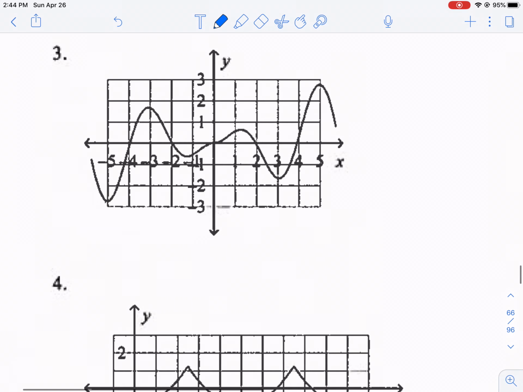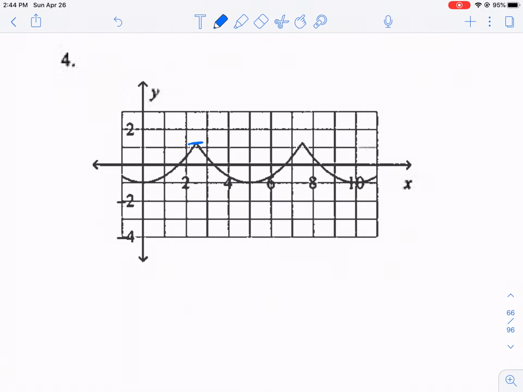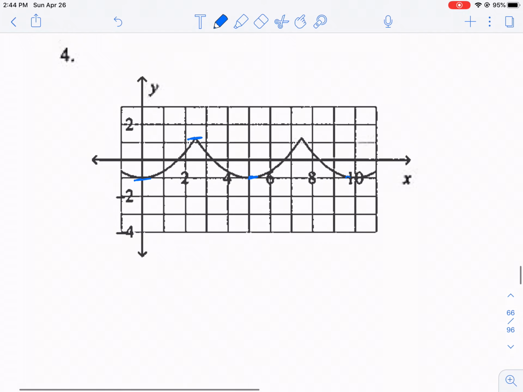Graph number 3. Here we have a high point, here we have a high point. Those do not match up. Not periodic. If a graph is not periodic, it does not have a period. Graph number 4. Here's a high point, here's a low point. You can see that those match up. So a portion of our graph goes from high point to high point.